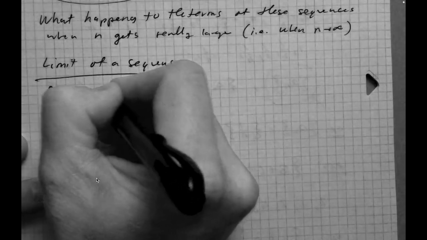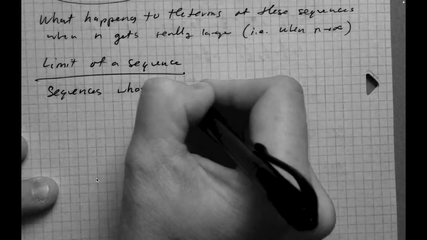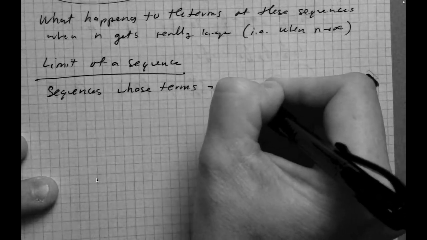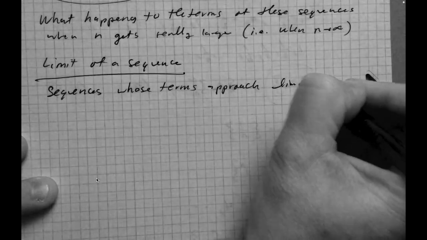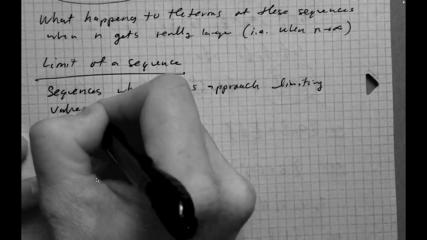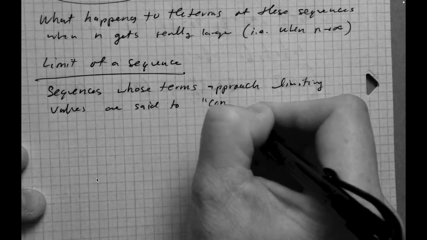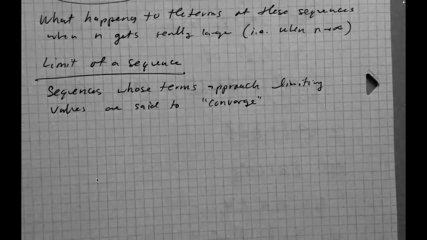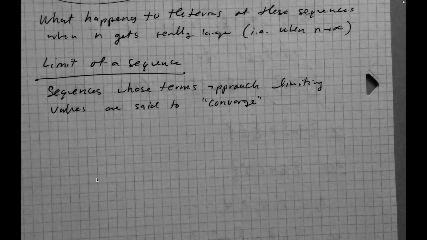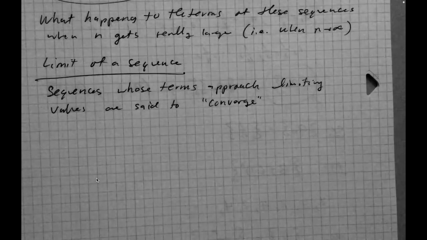So really the focus of this section is going to be on sequences whose terms approach limiting values. Okay, so sequences whose terms approach limiting values are said to converge. The terms converge if the sequence approaches some definite finite limit.